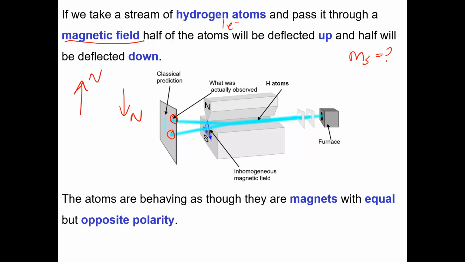So why would a charged particle have a magnetic field associated with it? Well, that would be because the charged particle was spinning. So when charged particles spin, they create a magnetic field. So this is indicating that half of our electrons are spinning in one direction and half of them are spinning in the complete opposite direction. The spin of the electrons is quantized. Half of them are spinning one way, half are spinning the other.